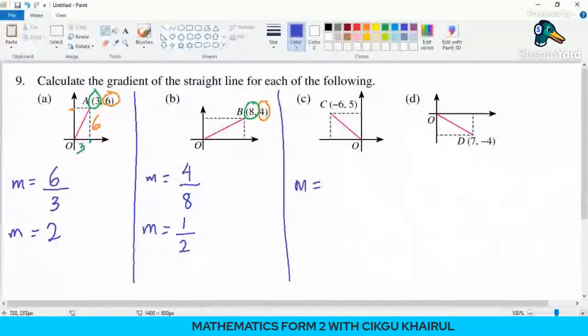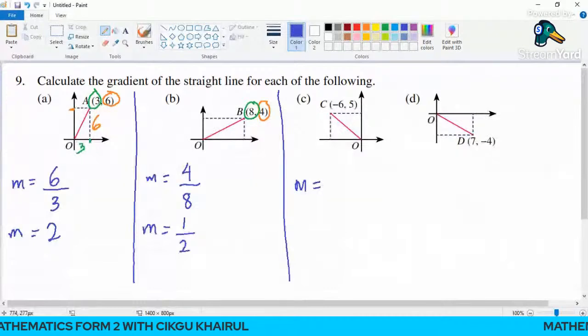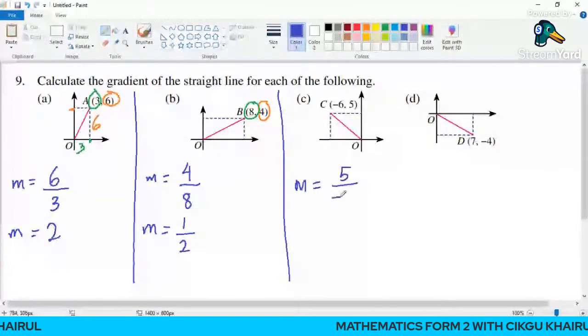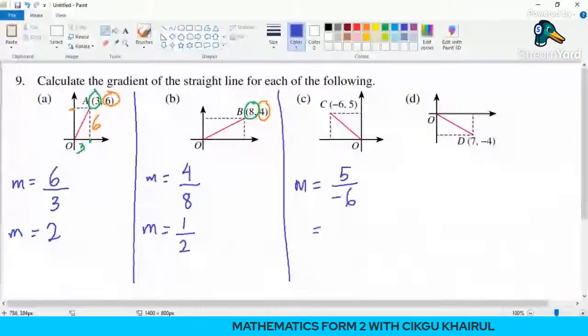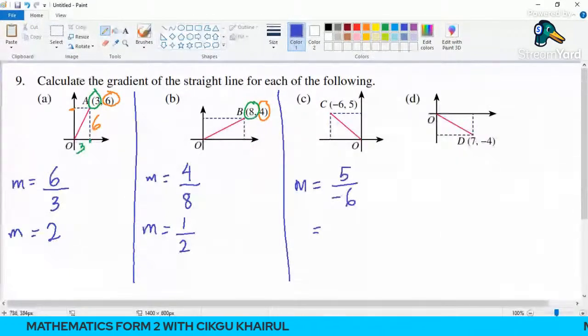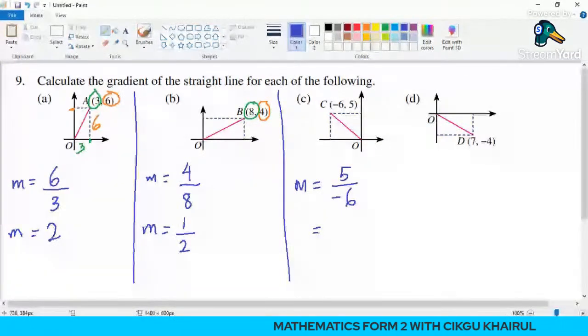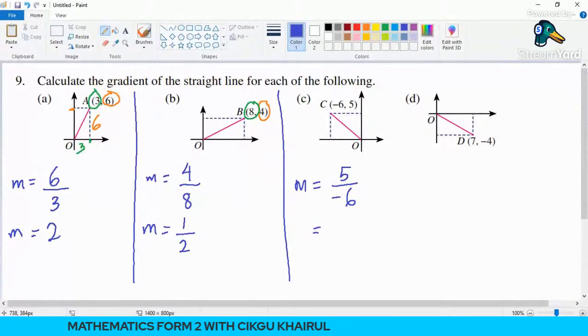Okay, the vertical we take from the Y, which is 5 over negative 6. But remember, for the simplified answer, 5 over negative 6 is not considered as the simplified answer.